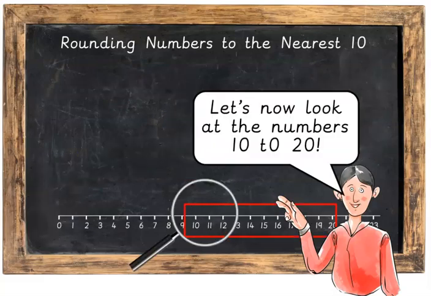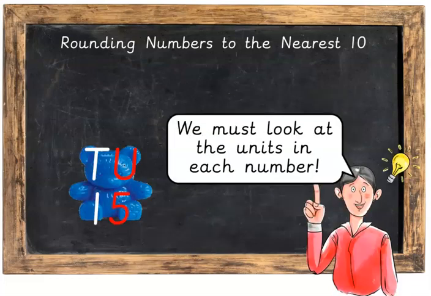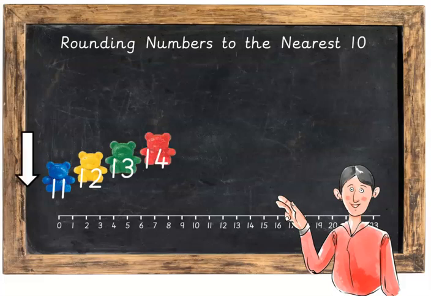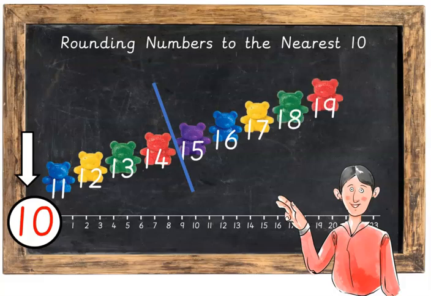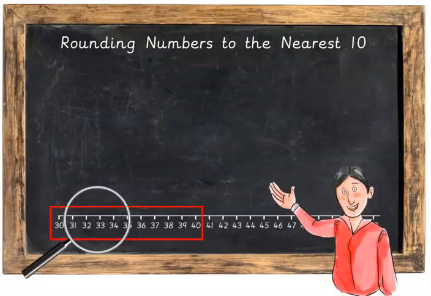Now let's look at the numbers 10 to 20. Remember, when rounding to the nearest 10, we must look at the units in each number. So, the numbers 11, 12, 13 and 14 will get rounded down to 10. Whereas the numbers 15, 16, 17, 18 and 19 will get rounded up to 20. Simple.